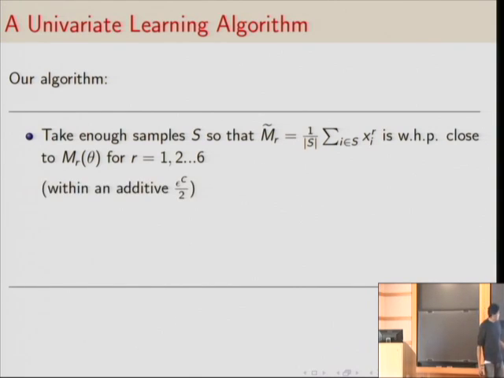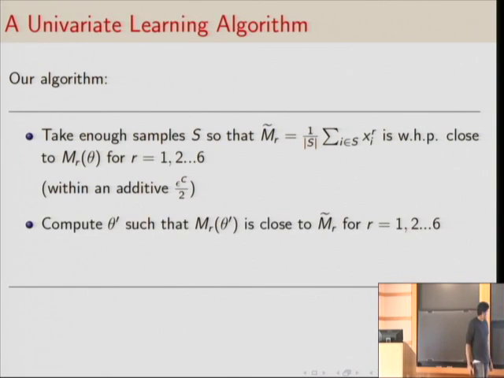How close? Let's say within some epsilon to the c over 2. Now I have empirical moments which are sufficiently close to the true moments of the distribution, and all I have to do is find some theta prime, some setting of the parameters, so that its first 6 moments, which are now analytic functions of these parameters, are polynomials. I want each of these moments to also be sufficiently close to the first 6 empirical moments. How close? Again, within some additive epsilon to the c over 2.